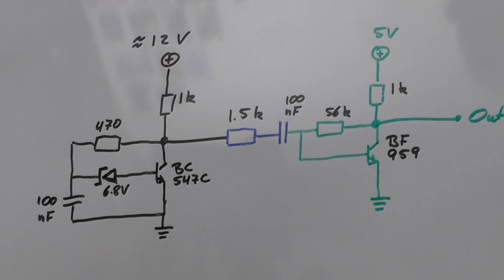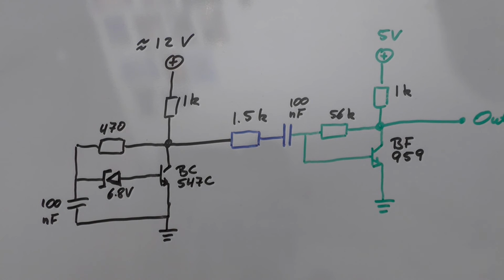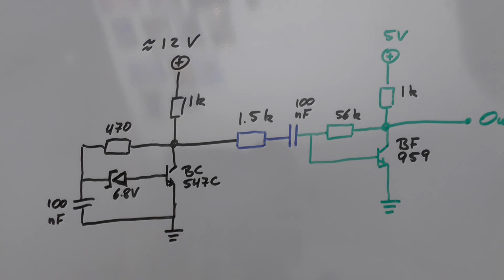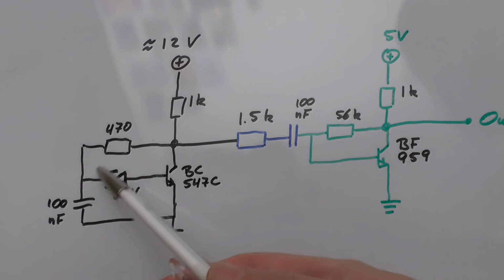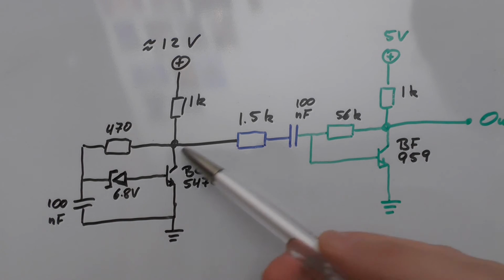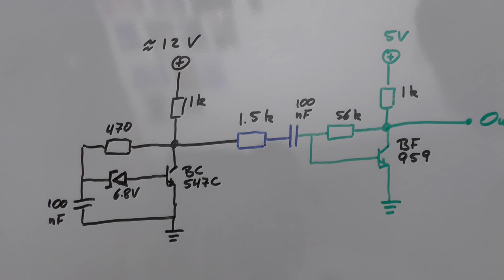So this is the circuit I use, and as you see, it's not overly complicated. Nevertheless, it takes a bit of explanation. Here we have the Zener diode, and we have the first stage transistor. And let's assume for now that we power this thing on. What happens?